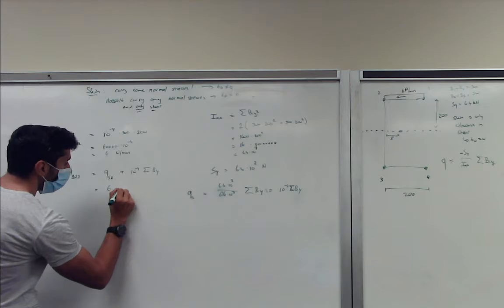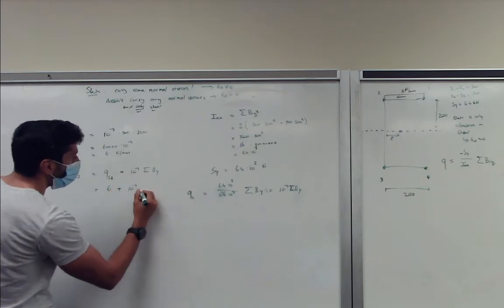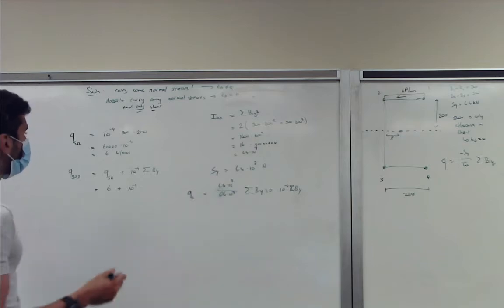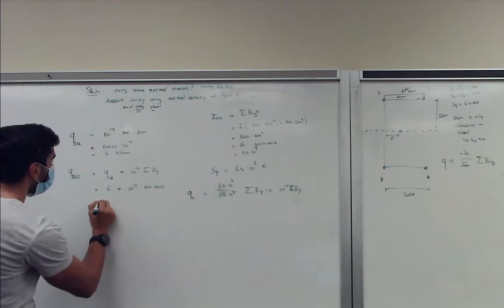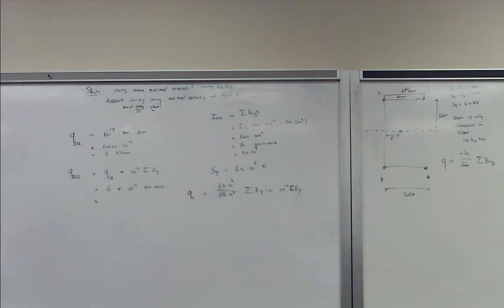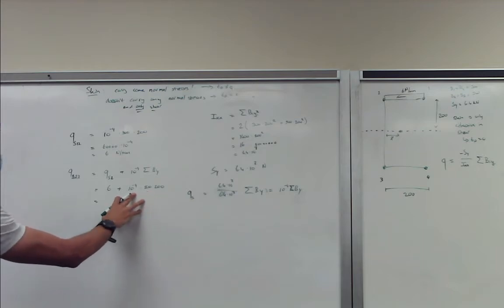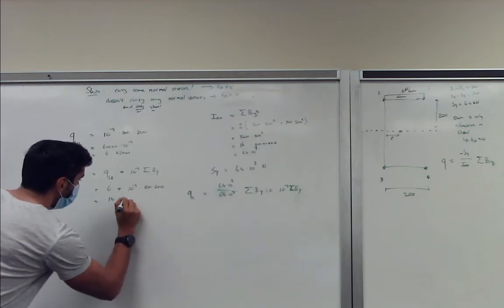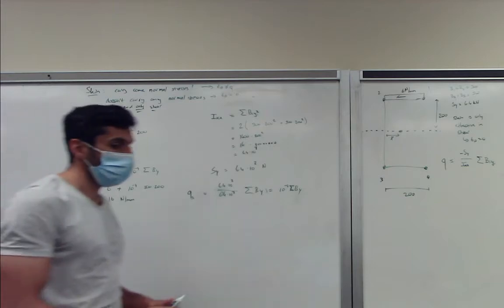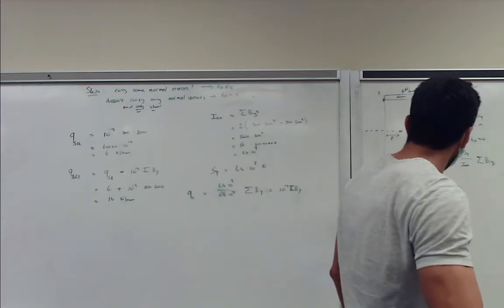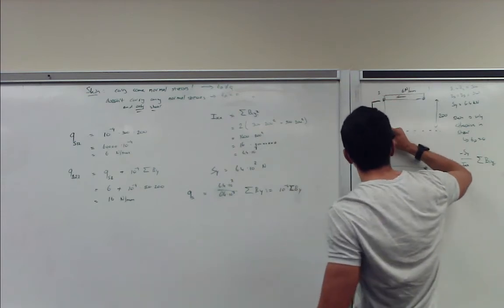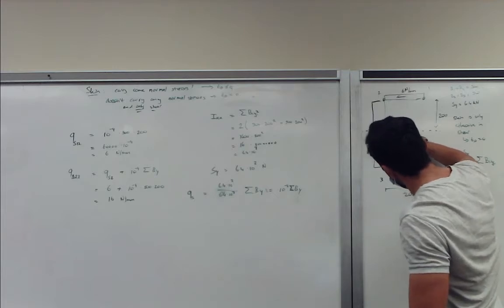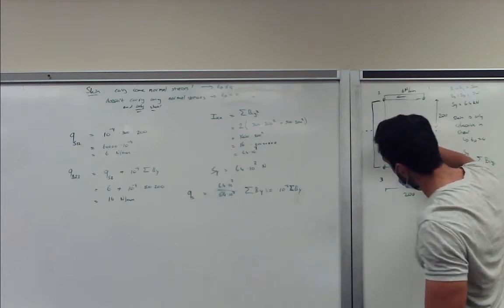So this becomes 6 plus 10 to the minus 4 multiplied by 500 times 200. So this will be 100,000 times 10 to the minus 4. So it will be 10, so we get 16. So that means that this following segment is equal to 16 Newton millimeter.